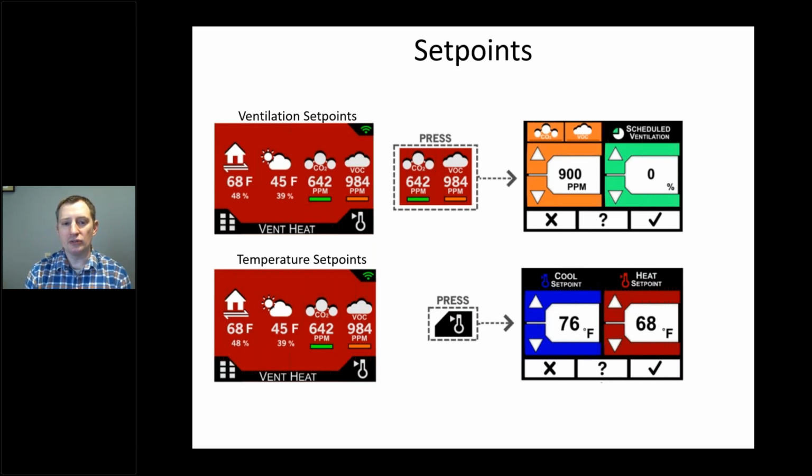CO2 and VOC sensors can also be disabled independently. So where there may be a high source of VOCs outside that would make it appear that inside has high VOC levels if you continue to ventilate, this just lets you disable a sensor for certain reasons or times. So then the CERV won't be falsely ventilating due to something going on outside.